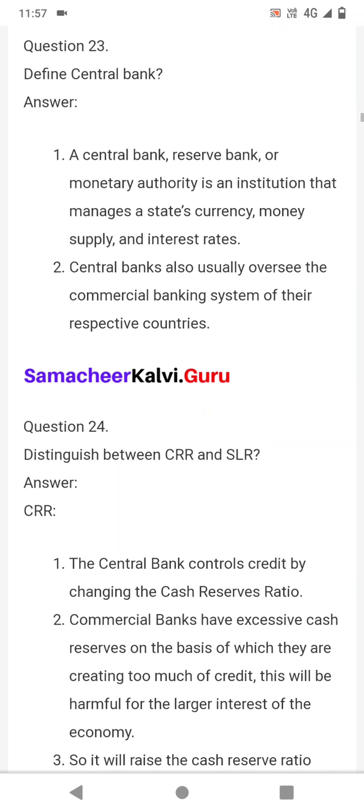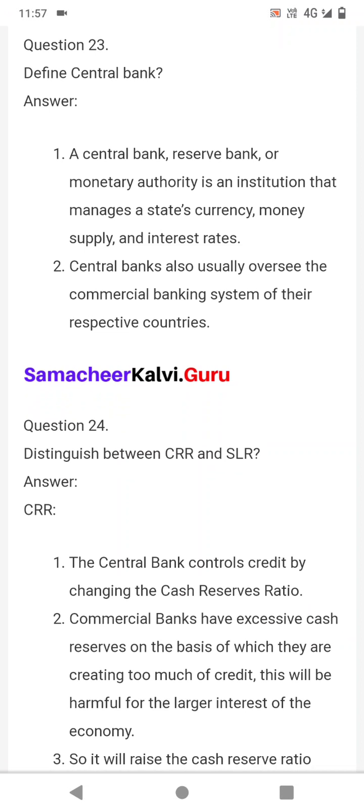Next, define central bank. The central bank, the reserve bank or the monetary authority, is the institution that manages a state's currency, money supply and interest rates. Central banks also usually oversee the commercial banking system of their respective countries.